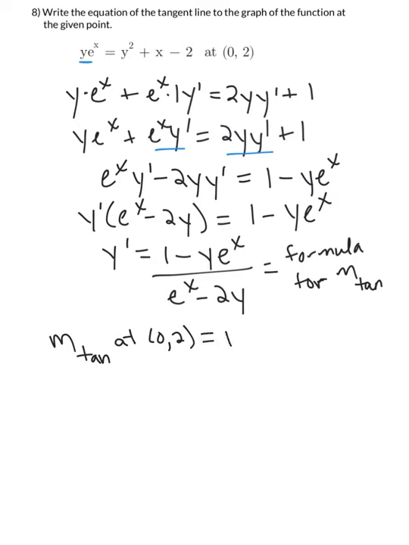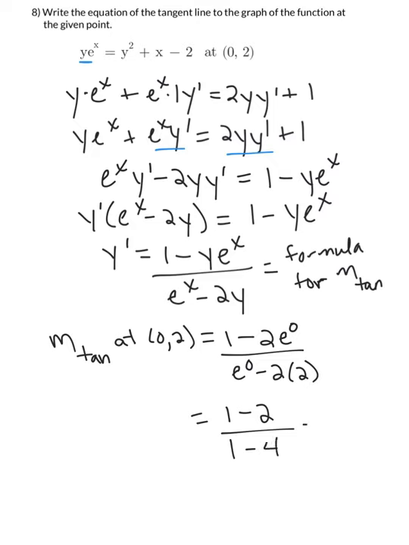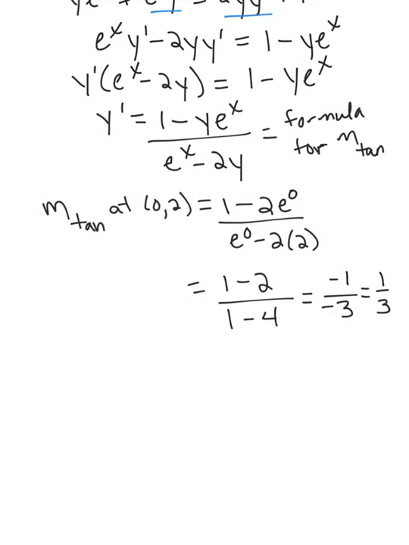We would have 1 minus y is 2, e to the x is 0, over e to the 0 minus 2 times 2. Well, e to the 0 equals 1. So we would have 1 minus 2 over 1 minus 4, which will give us negative 1 over negative 3, which becomes positive 1/3. Now we know the slope of our tangent is 1/3.